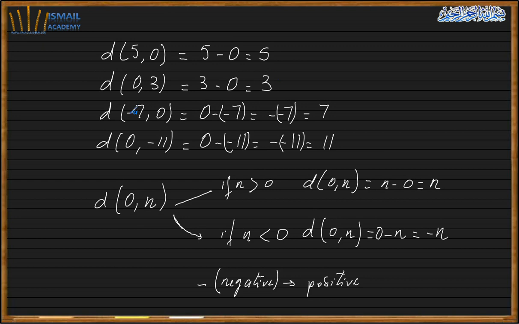If we count 1, 2, 3, 4, 5, 6, 7 units between the greater number and the smallest number, which is 0 minus minus 7. So it's going to be, you see, minus n, because n is negative.